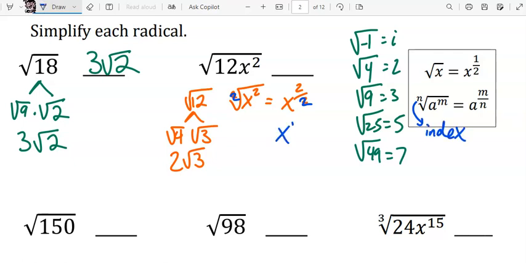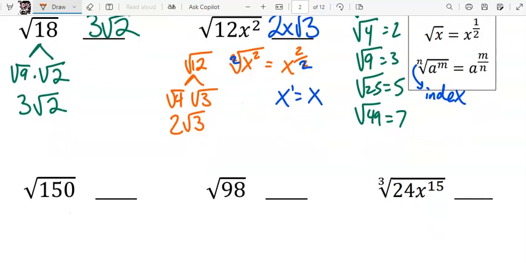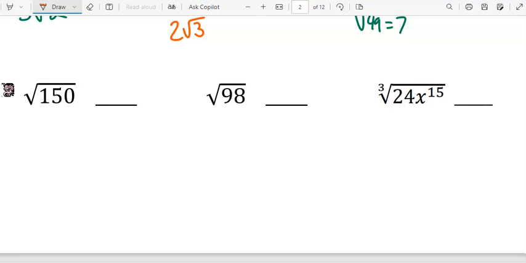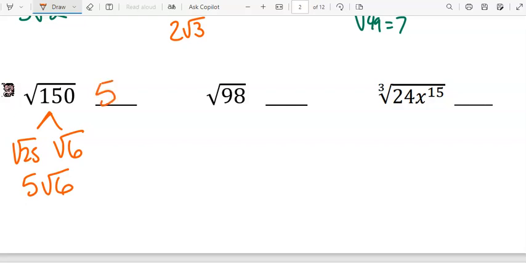And that would give you x to the first power, which is just x. So then you put those together: 2x square root 3. Square root of 150. We could take out 25 out of this. 25 times 6 would give you 150. 5 square root 6 would be your reduced radical.